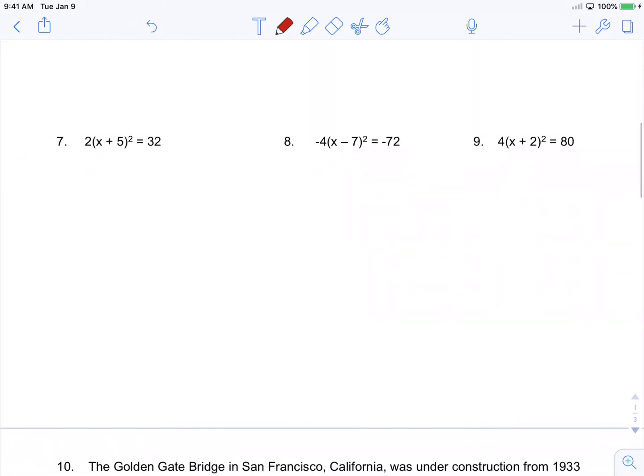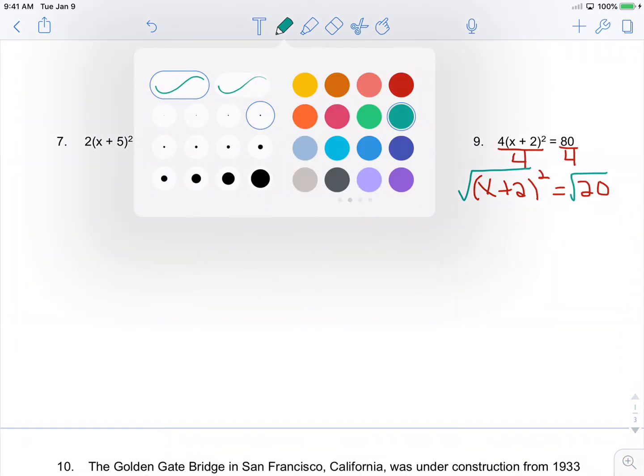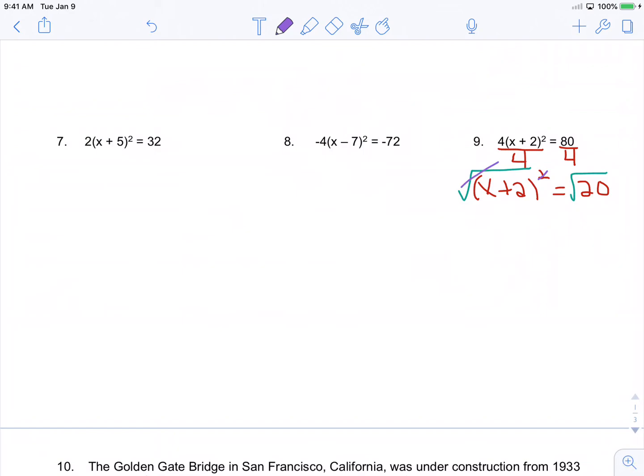Number 9 is different than the 6 problems above, same with 7 and 8, because these have parentheses with them. And when there's parentheses, we have to solve the problem a little differently. So we're going to try and get the parentheses by itself because that's the part that's squared. And in number 9, we need to divide by 4 to get the parentheses by itself. So x plus 2 squared equals 20. Now we have a squared parenthesis. We need to take the square root before doing anything else. We have to get rid of that thing that's squared. So you isolate the parentheses and then you take the square root so that the square and the square root cancel. The x plus 2 doesn't change.